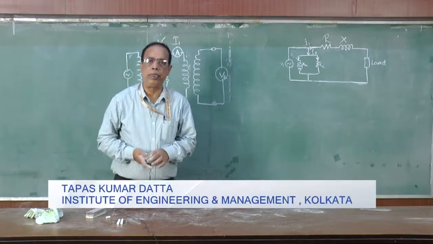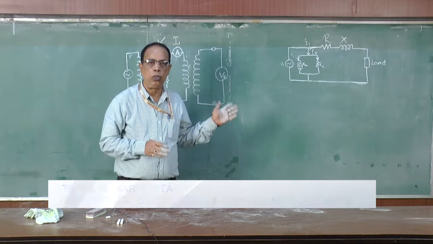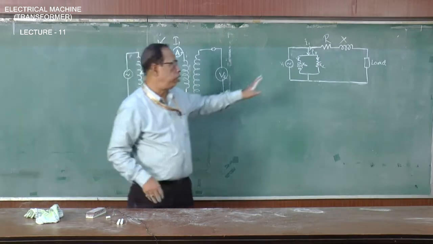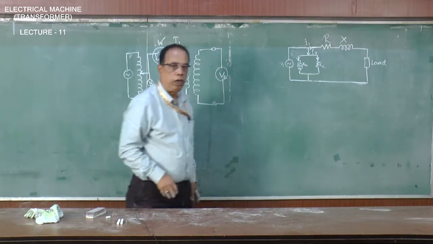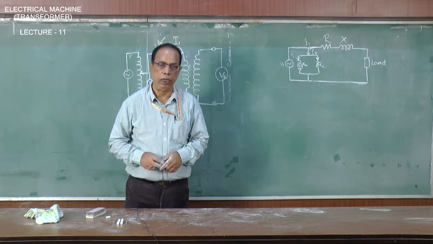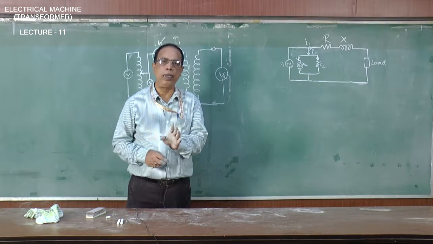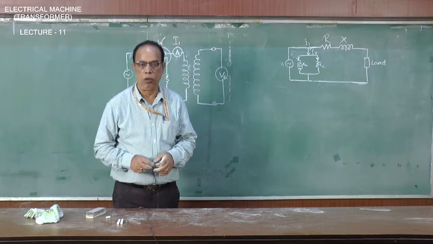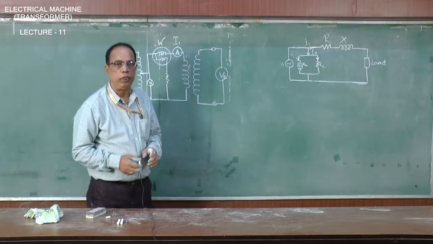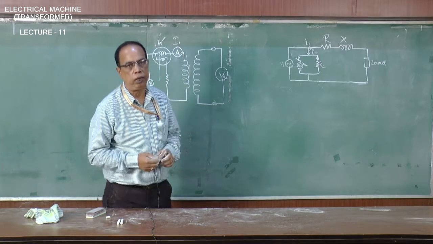So, in the last lecture, we could understand how to do the open circuit test of the transformer to find out the shunt parameter of the transformer on open circuit. But one point has to be kept in mind. We are telling that magnetizing current is very small. When magnetizing current is very small, it is difficult to measure it accurately.